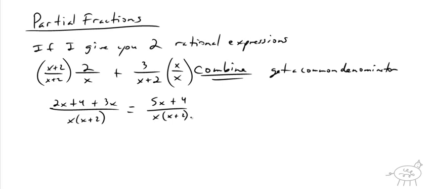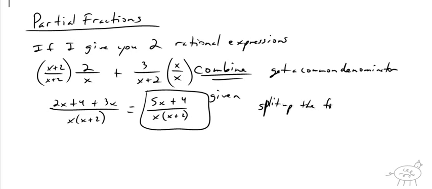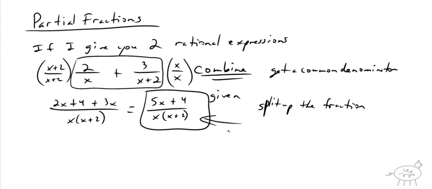But here's the deal. This is the hard part. What happens if I give you this and I ask you to convert that into what we call partial fractions, to actually split it up? So this is given, and I want you to split up the fraction. So you're going to have something over x plus or minus whatever, something over x plus 2, which obviously we're trying to get this 2 over x plus 3 over x plus 2. That's actually pretty hard when you think about it. If you're given that, and then you have to try to break it up, how do you know what x goes with what?